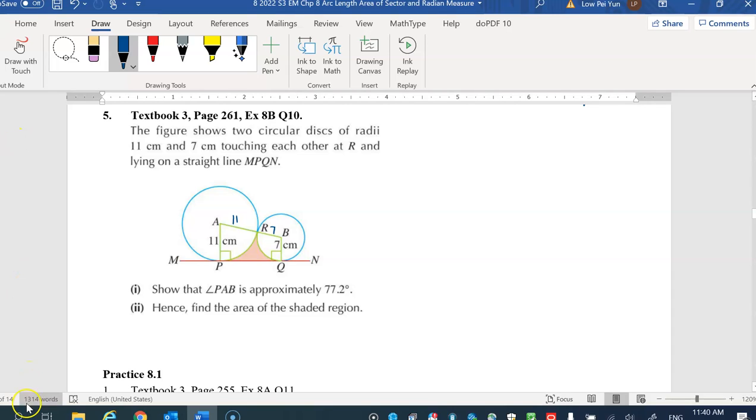Okay, let me pause, I need to catch my breath. Some of you may ask, Mrs. Liao, how do you know that this is a straight line? Well, if you understand the concept of tangent, if they only touch at one point, that means there is a tangent here.